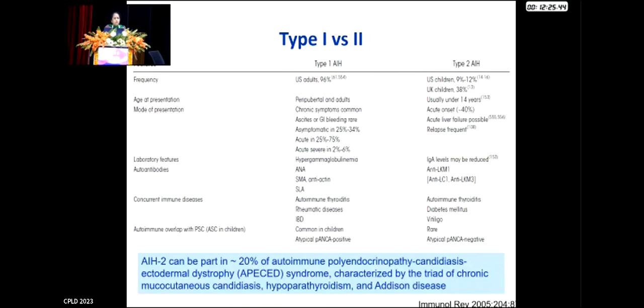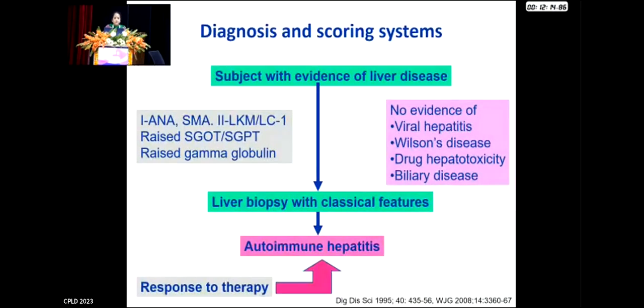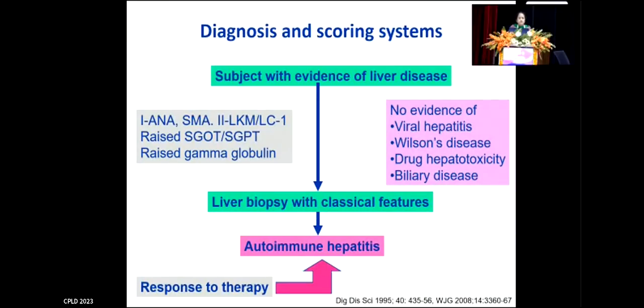Second, the overlap, or what is known as AIH-ASC, is seen only with type 1. It is extremely, extremely rare to have an overlap syndrome with type 2 disease in children. When we diagnose autoimmune hepatitis, we all know that we have to exclude the other conditions. We need to have typical histopathology along with autoantibodies and raised IgG. And then there are various scoring systems.